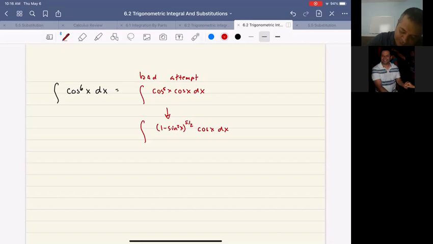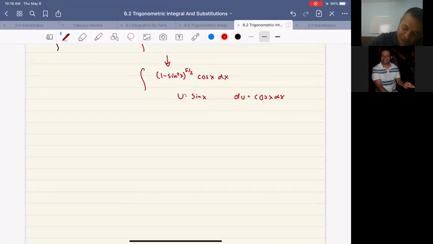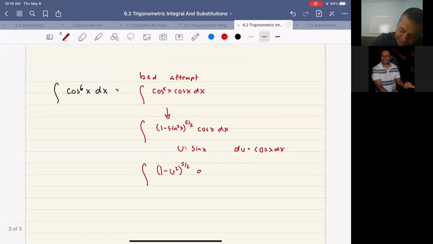Let's try the same u equals sine of x. So du is cosine x dx. So we're going to get the integral of 1 minus u squared to the 5 halves du. Ugh, I really don't know what to do with that. We'll play around with that a little bit another way, but I'm going to show you the way that we really do this.